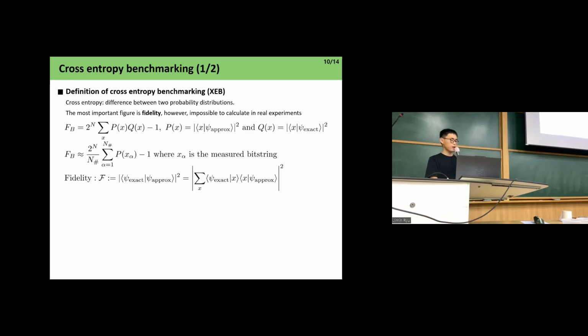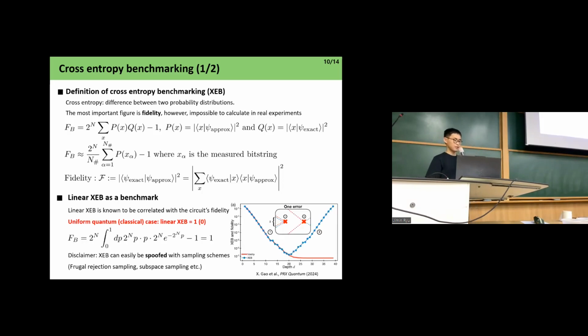So XEB serves as a proxy of fidelity, which basically states how close your approximate state is to the exact one. If the fidelity is 1, it means that you have an ideal quantum computer that outputs the exact quantum state you should get. However, of course, our quantum computers have errors, and the fidelity is generally much smaller than 1. And so is the XEB. That's the reason why XEB is known to be correlated with circuit fidelity. However, recently there are several claims that XEB can easily be spoofed with sampling schemes, even though the fidelity is very small. But I will not talk about this today.